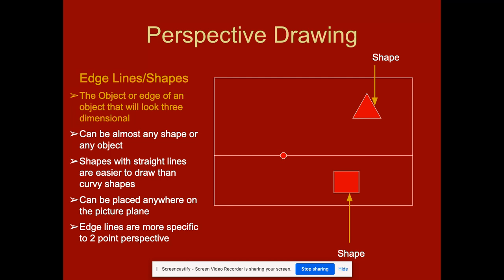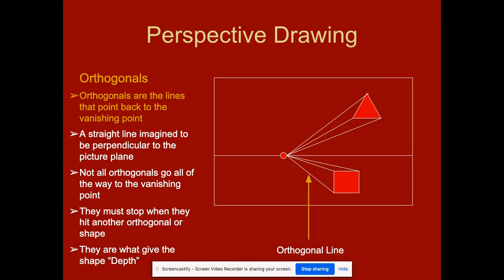Now, there are also edge lines and shapes. These are the edge of the object that you will want to make look three-dimensional. And these can be anywhere on your picture plane, depending on your concept and your look. They can be straight or wavy lines. Straight lines are a little easier to draw in perspective, but there's also a technique for drawing wavy lines, which we'll talk about. Now, the orthogonals are those lines that point back to the vanishing point.